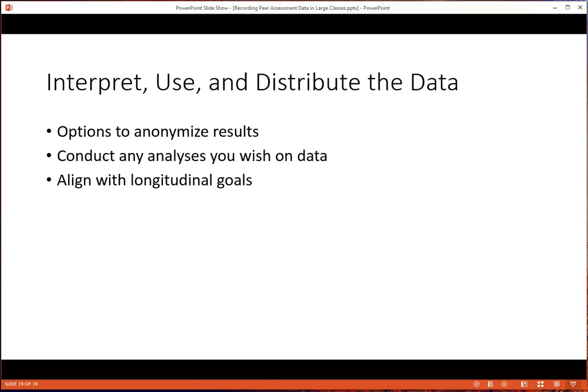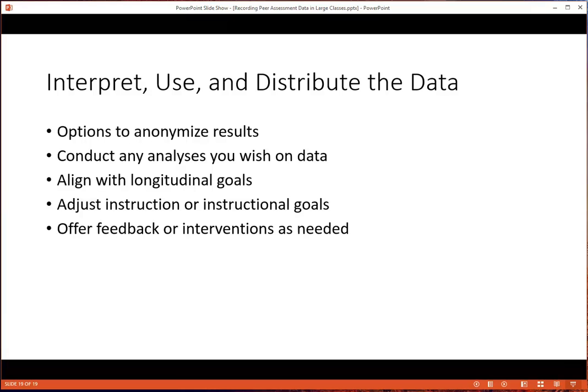Conduct your analyses. Align them with your longitudinal goals and adjust your instruction or your instructional goals. Offer your feedback or interventions as needed. Remember here that the people recording the data are just as much a source of data as the data itself. You might calculate, for example, standard deviations, and if someone is consistently below or consistently above the mean for the peer they are reviewing, that might be something that you need to look at, right? Because they may be misunderstanding some of the assessment standards.